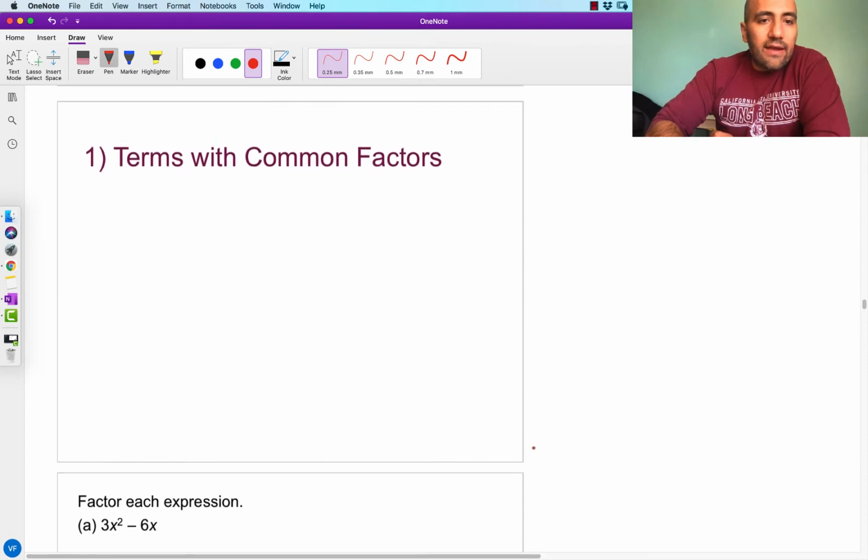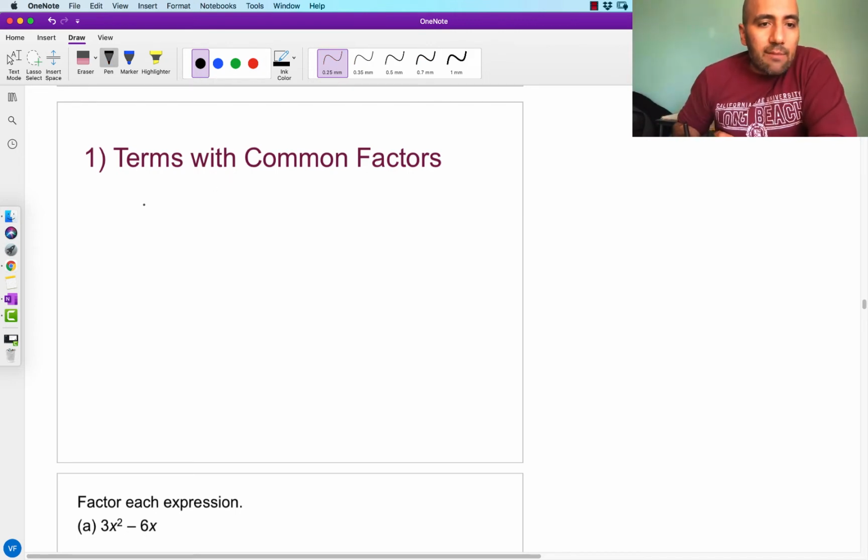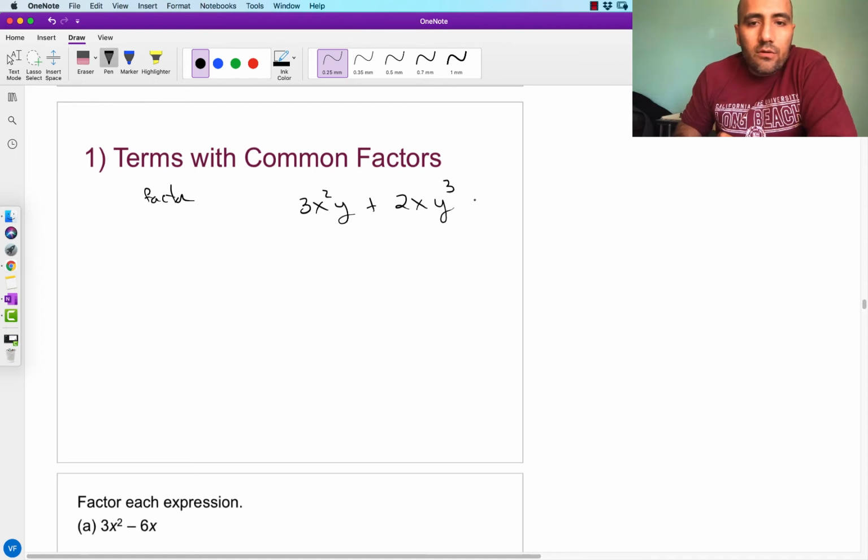Number one is factoring terms with common factors. So let's say, for example, you're asked to factor a polynomial that looks like this: 3x squared y plus 2xy to the third power plus 5xy. Every single one of these terms has exactly one x in common at least. This one has two x's, this term only has one x, and this term also only has one x. So all three terms have an x in common.